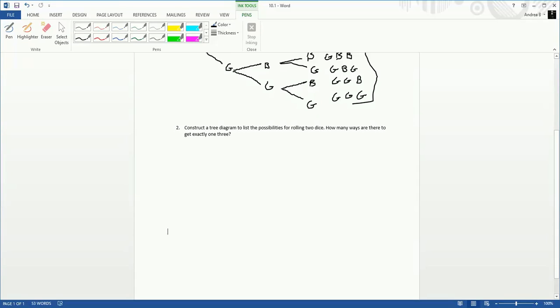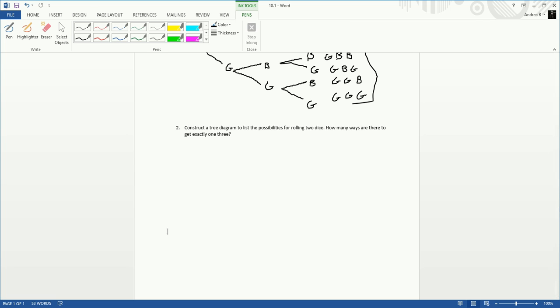Alright, for number 2, it's similar to what we did for number 1. Once again, we're constructing a tree diagram to list all the possibilities. In this case, for rolling 2 dice. And we're going to assume here, anytime it's talking about dice, that we're talking about a normal 6-sided dice, unless it's talking about something else and it gives you that in the directions. And then it says, how many ways are there to get exactly 1 3?